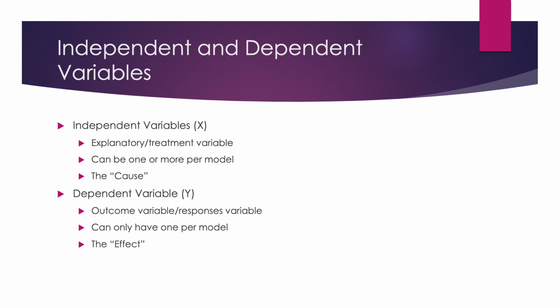So, when we refer to x and y, what we're referring to is our independent and dependent variables. Our independent variables, usually labeled x, are our explanatory and our treatment variables. There can be one, there can be more per model, and these are usually known as the cause. Our dependent variables, usually labeled y, are the outcome or response variables. You can only have one of these per model, and this is known as the effect.